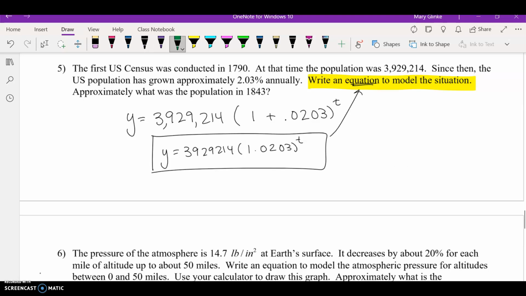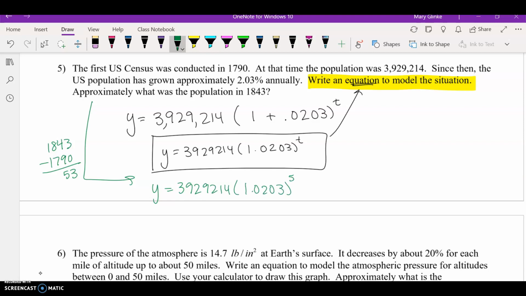Okay, so then we're going to use our equation to predict the population in 1843. Now, our initial year was 1790, so we really need to figure out how long it's been in the year 1843 since 1790. So we're looking at a 53-year gap. So that is going to be what we use for our X value. And we're going to plug in 53 here for our time. And type that all in on your calculator.